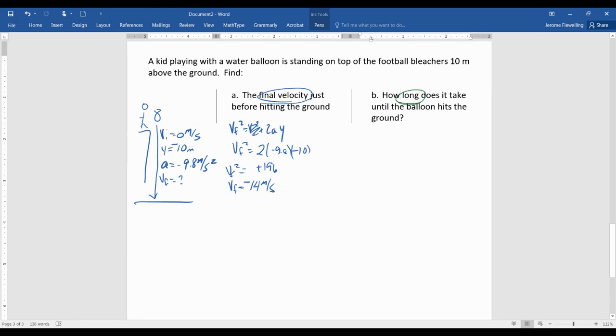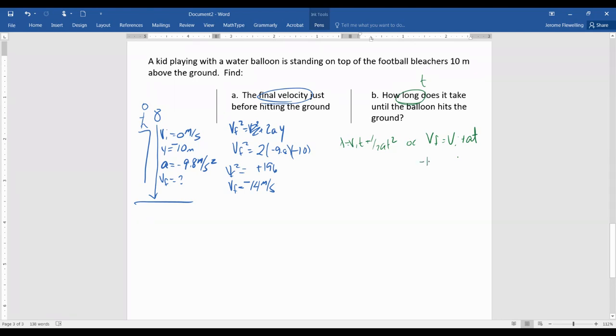Part B then is how long does it take the balloon to hit the ground? How long does it take until the balloon hits the ground? So in this case, we're looking for a time. Now we can do either one of the other two equations. We could either do x equals VIT plus 1/2 AT squared, or we could do VF equals VI plus AT. It's really up to you. So I'm going to pick the one that I think is going to be easier here, and that's going to be this one on the right side.